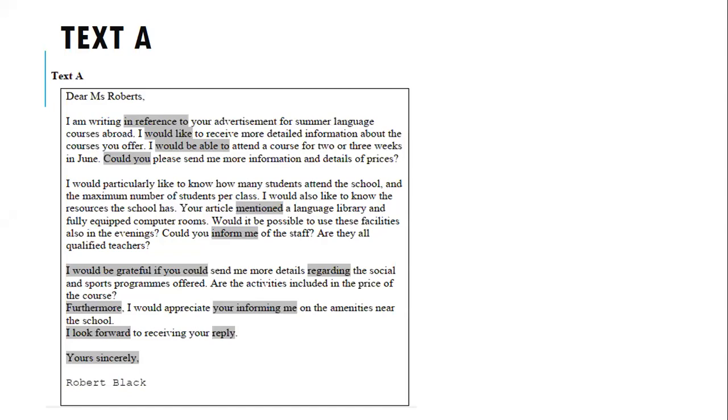Now, paragraph 2. I would particularly like to know how many students attend the school and the maximum number of students per class. I would also like to know the resources the school has. Your article mentioned, so please pay attention to the uses of tenses. Your article mentioned, what verb is it? Verb 1, verb 2, or verb 3? Anyone? Your article.